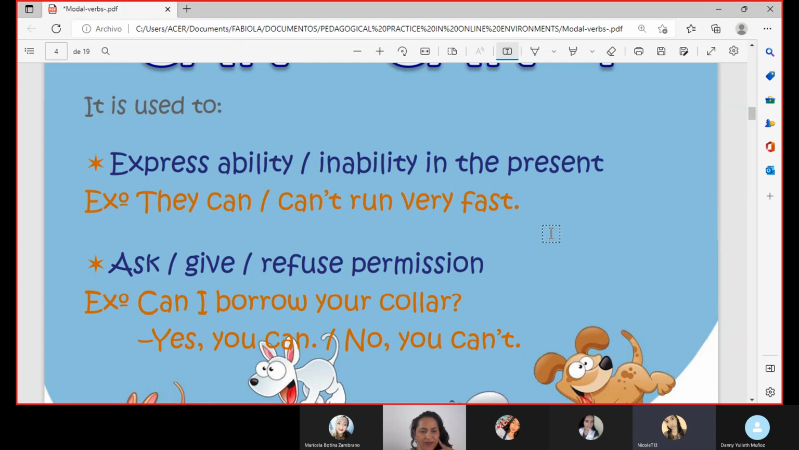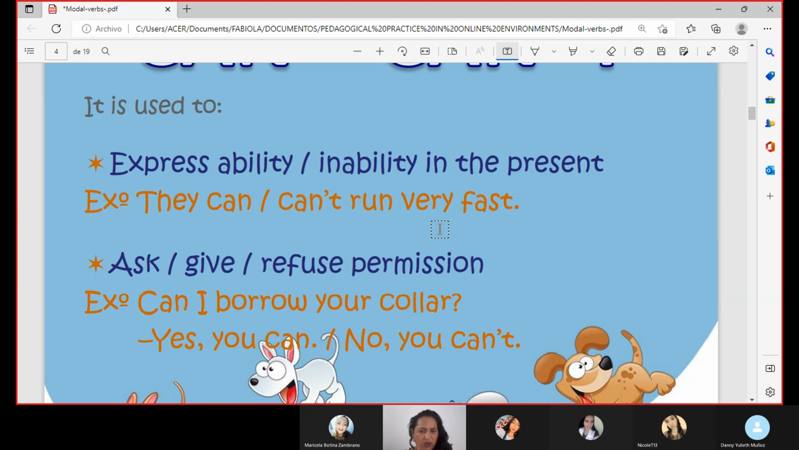Can is used to ask, give, or refuse permission. Example: Can I borrow your color? Yes, you can. No, you can't. Yes, good pronunciation, Nicole. Thank you so much for helping me. Remember, you use can for the affirmative form and can't in the negative form, for asking the question, and in this case, refusing permission.